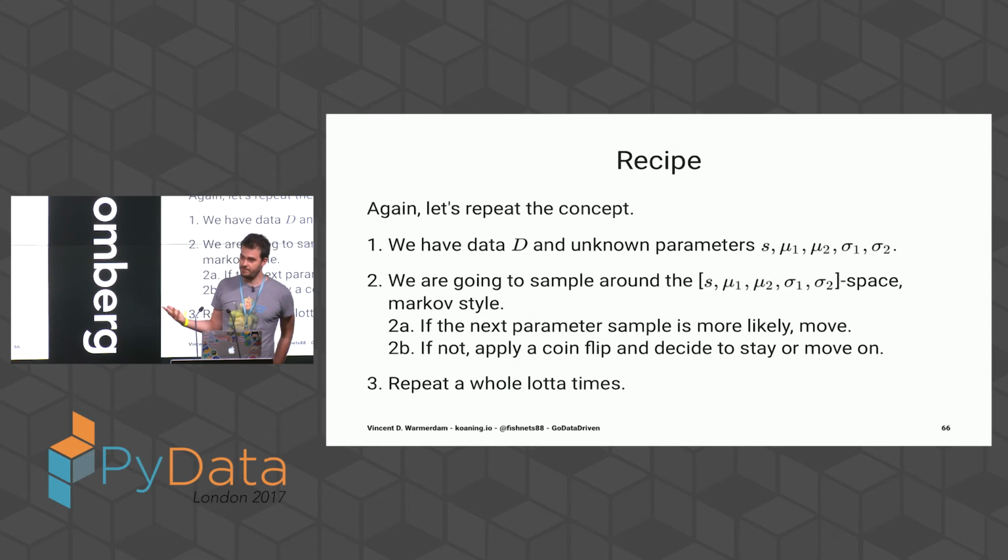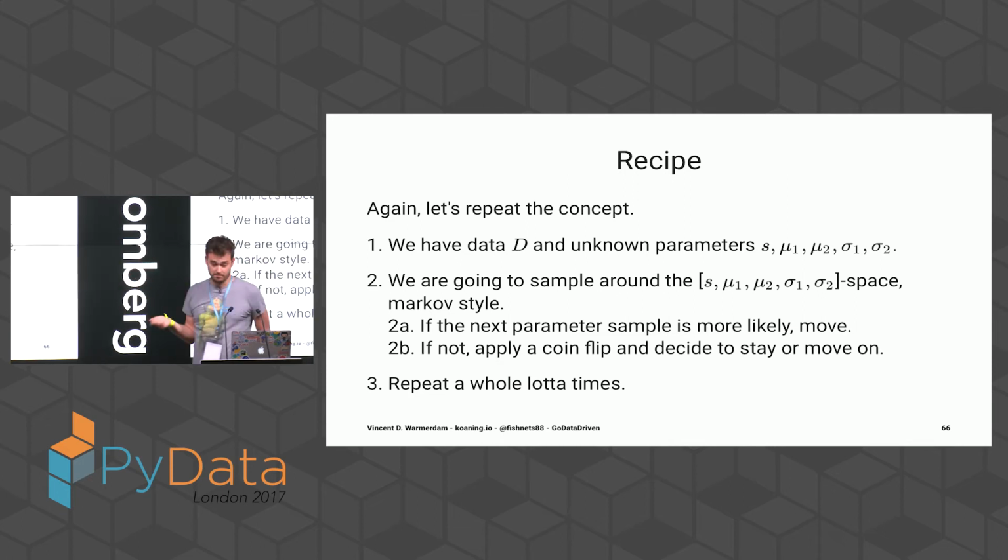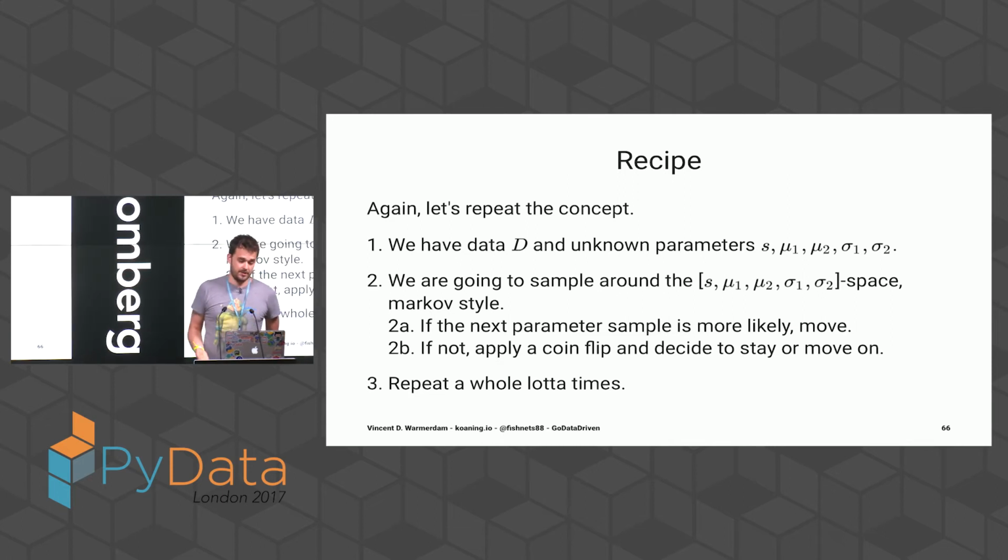Again, this is the same recipe as I told about before. We have some data and some unknown parameters. We're going to sample around the parameter space, Markov style. If the next parameter sample is more likely, we move. If it's not, we flip a coin and decide to stay or move on. And we're going to repeat this a whole lot of times. And also here, I'm not going to go through the effort of doing a for loop. I'm going to use PyMC3 instead.